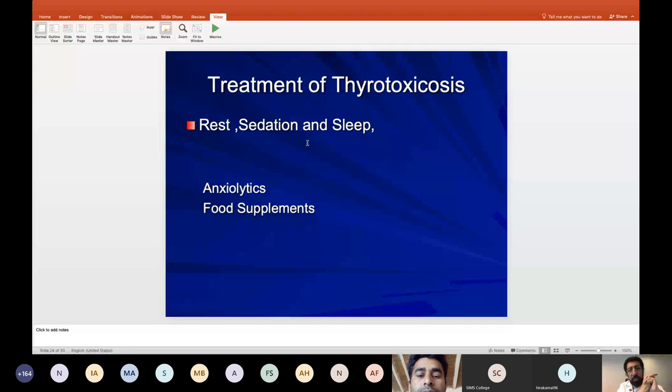But you have to tell their families that this treatment is not going to work. Beta blockers are not going to work. Sedation is not going to work. And your carbimazole is not going to work if you're not going to provide them with good rest, sedation and sleep. So they should be given anxiolytics and good food supplements, because they have lost a lot of weight. They have to regain weight and get the treatment done. So remember, I've written this down so that you do not forget to counsel the patients and the families. Patients understand, but there is more need to counsel their families that they do require a lot of rest, sedation and sleep.